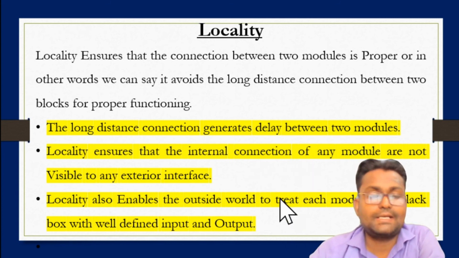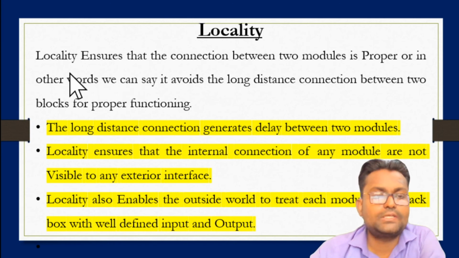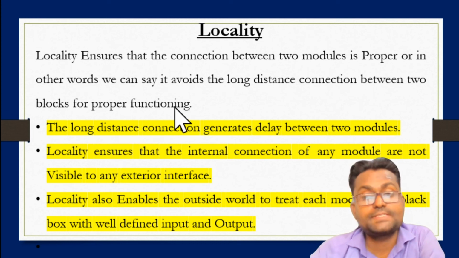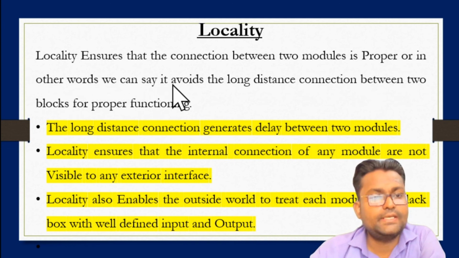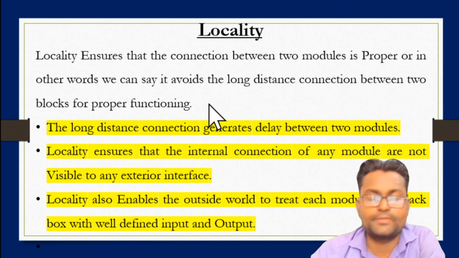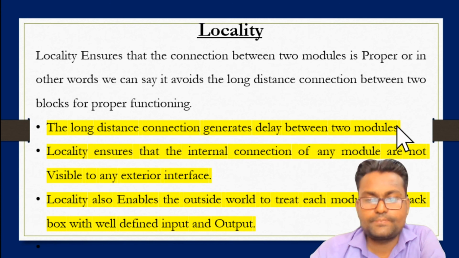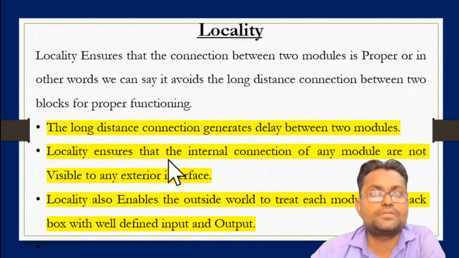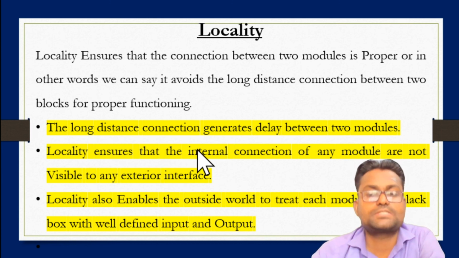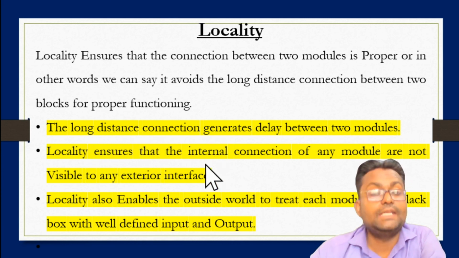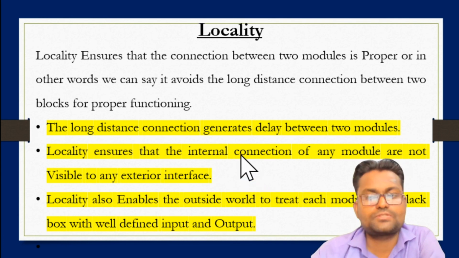If the interconnection between two modules is short, then the transit time of the signal from one functional block to another is very small, so this speeds up the process of the system. In other words, it avoids long distance connections between two blocks for proper functioning. I think you can understand locality from this sentence alone. Long distance connections generate delay between two modules. So locality suggests that if we design a system by combining two functional blocks, the distance between the two blocks should be very small, so that the delay time is also small, and this speeds up the process of the system.